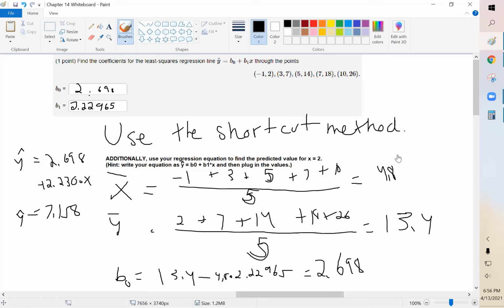Oh, we have some stuff in chat. Yes, on the exam, I will give you B1. I'll calculate it for you. I'll just give it to you. You'll be told to accept as fact that the B1 is B1. The 2.23 is from rounding this 2.2965. The reason why we multiplied by 2 is because it's asking us to predict for X equals 2. So I plug that in there.